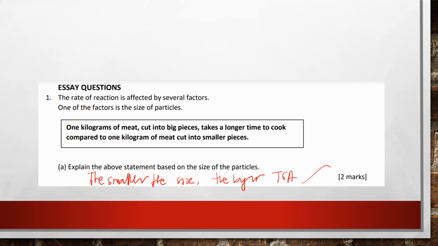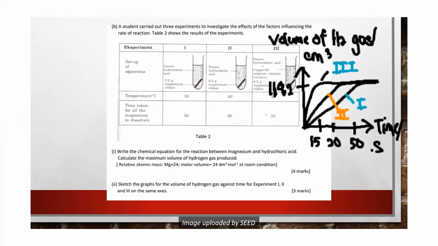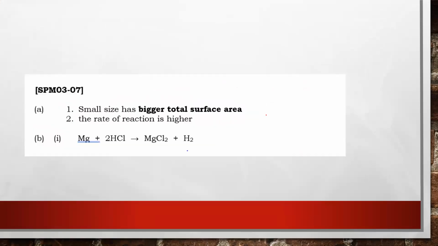And temperature. The rate of reaction is higher. Then yes, you must link it to the cooking, right? Because you're telling me that smaller pieces can cook faster. Okay, so if you look at the marking scheme, to show you, later you all can also go and do this. Smaller size has bigger or larger total surface area, and then your rate of reaction is higher. So simple. You get your total 2 marks there already.